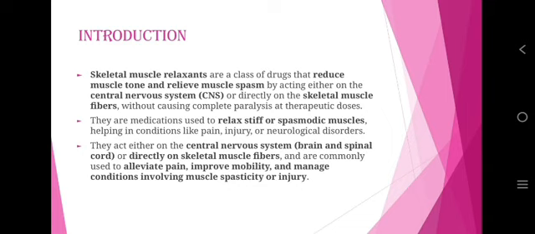These skeletal muscle relaxants act either on the central nervous system, such as the brain and spinal cord, or directly on the skeletal muscle fibers, and are used to alleviate pain, improve mobility, and manage conditions involving muscle spasm or injury.